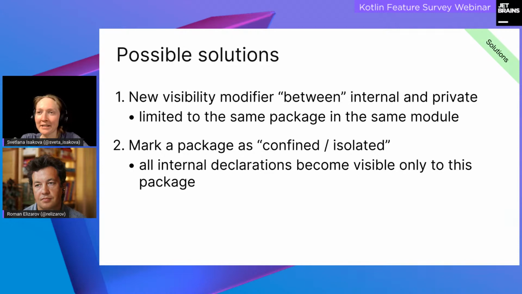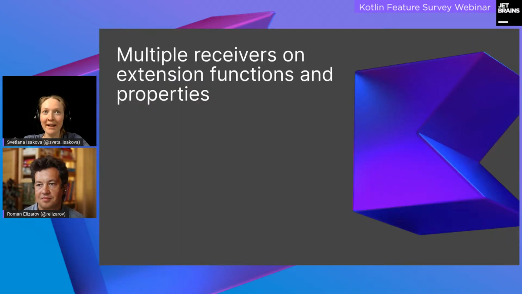Okay, as I see in the comments, we still have discussions about union types. So I'm not sure we have any questions about this. But yeah, I think that this package private thing is quite straightforward. So we can probably move on and discuss the next feature.